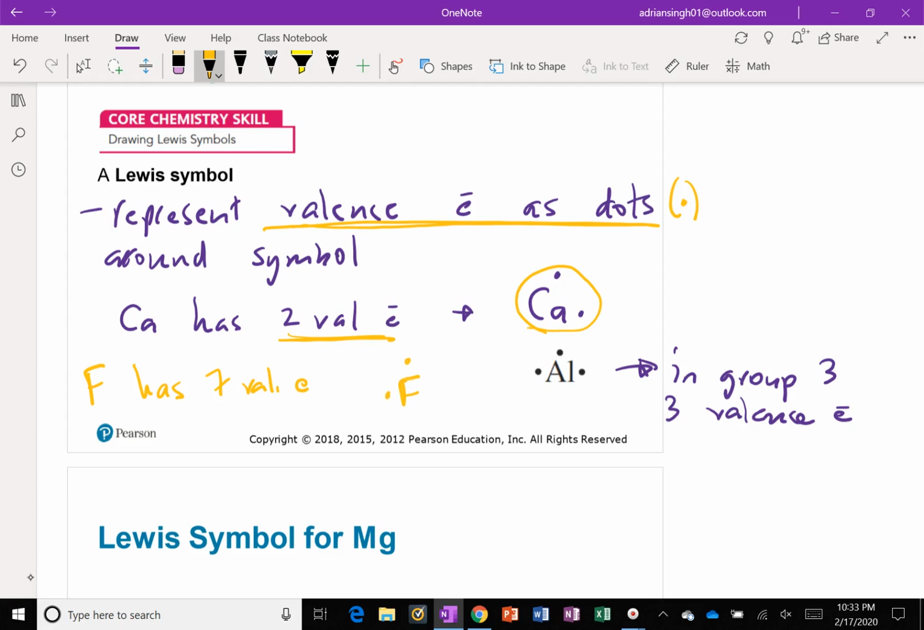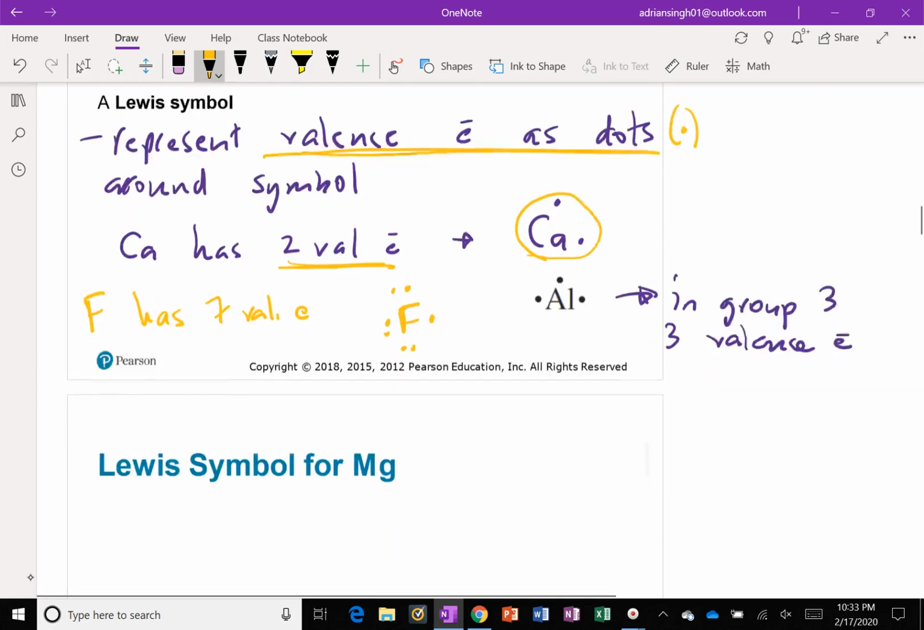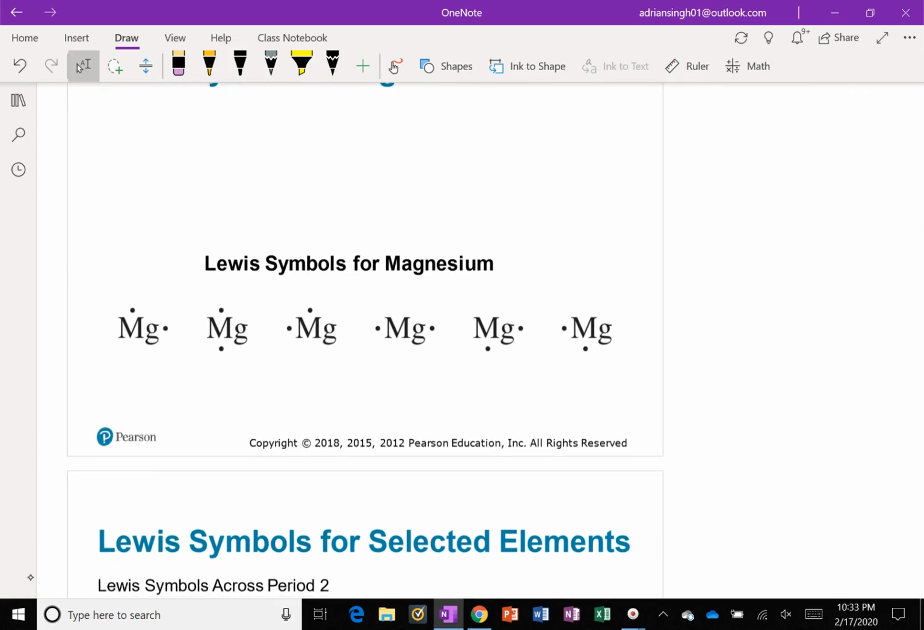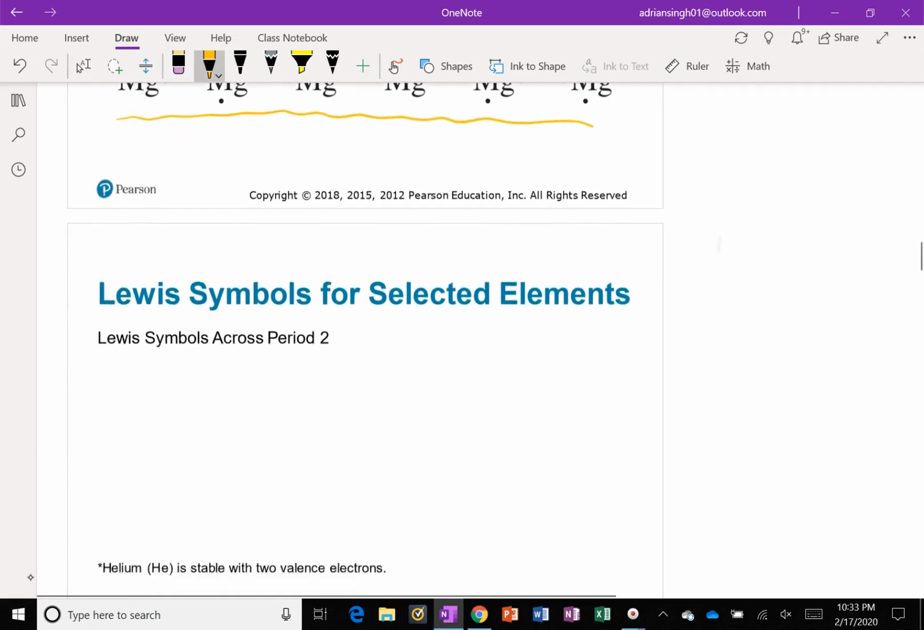So 1, 2, 3, 4. We put 1 in each corner. And then if we have more than 4, then we start pairing up: 5, 6, 7. So when you put your dots in the Lewis symbol, it doesn't really matter where the first several dots go. You just need to make sure that you put 1 in each corner around the symbol for the element. So in the case of magnesium, there are several options for where those first 2 electrons can go.